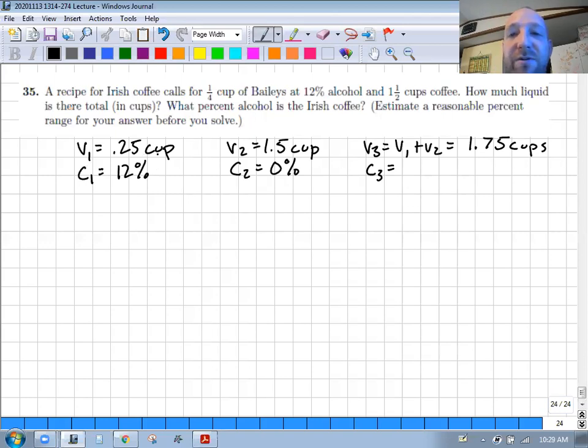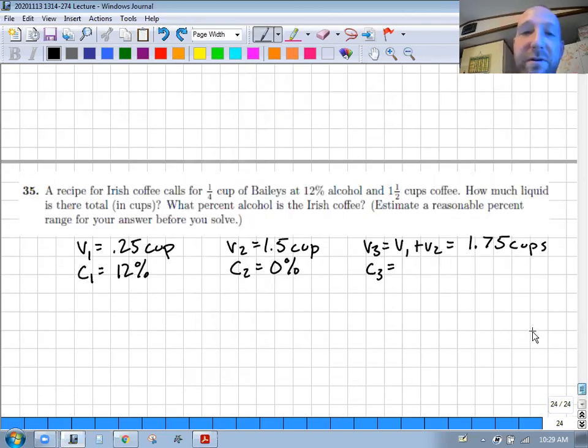Well, let's see, we only have 1/4 cup at 12%. We're adding it to 1.5 cups. All right, so the ratio of Bailey's to coffee here is 6 to 1. So since it's a ratio of 6 to 1, it takes 6 quarter cups to make 1.5 cups. I'm going to estimate 2%. All right, from 12% to 2%. That's my guess. So let's see here. We already know what V3 is. We've already done this.